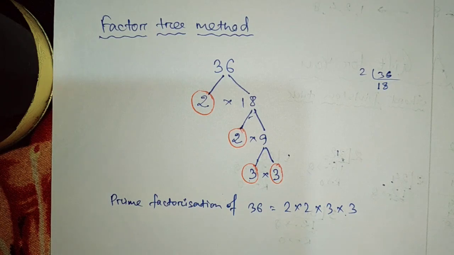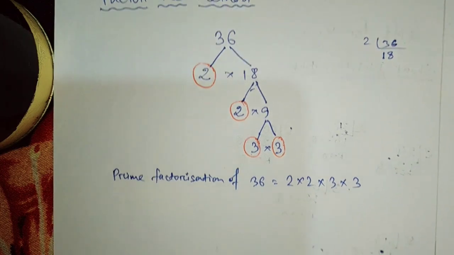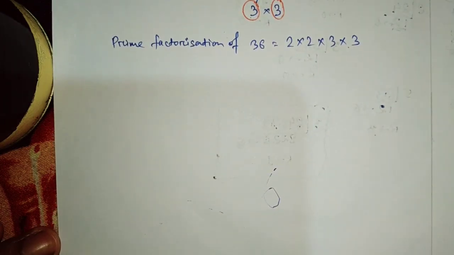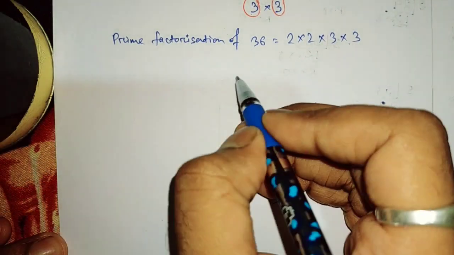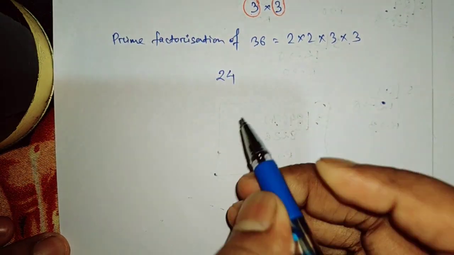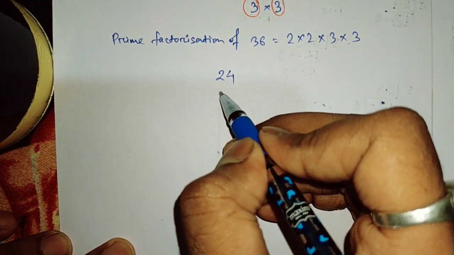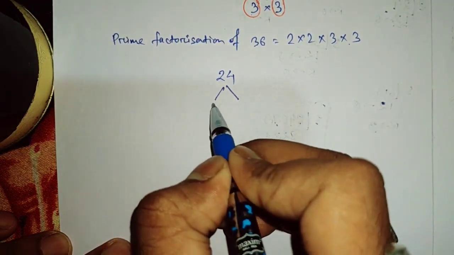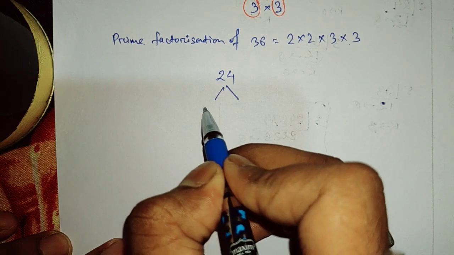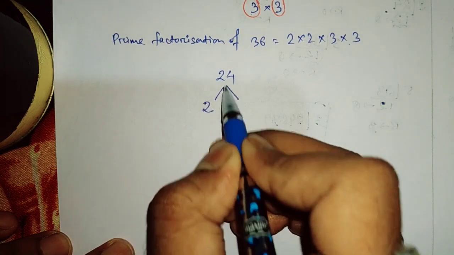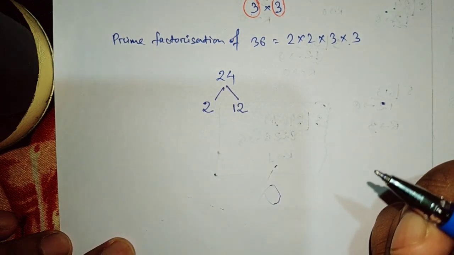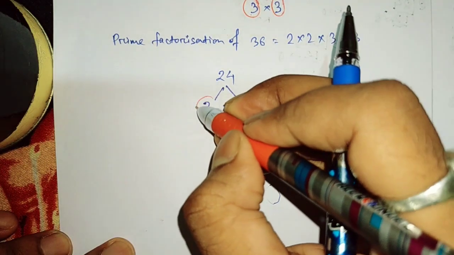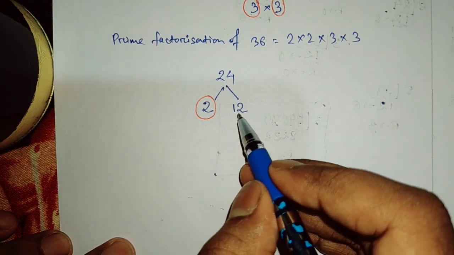Let us take another example, say 24. We'll start with the smallest prime number 2, and 24 is divisible by 2, so we'll take 2. 2 into what will be 24? 2 into 12 is 24. Here we get our first prime factor.